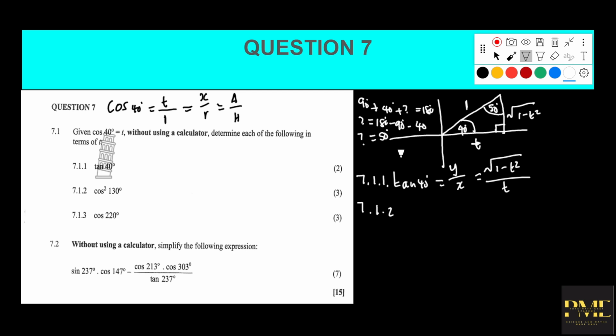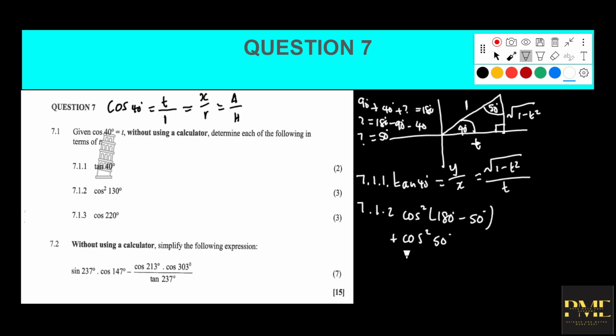And then your second method is to reduce with 50 instead of reducing with 40. So cos squared of 130 is equal to cos squared of 180 minus 50 degrees. As much as it falls in the second quadrant, because of the squared it ends up positive still, as I explained earlier on. So it will be positive cos squared 50 degrees.